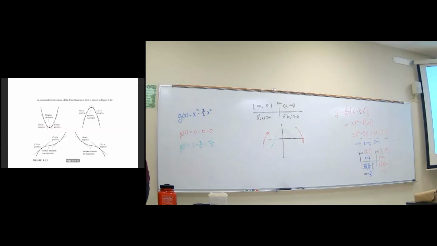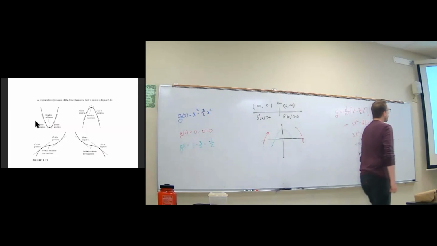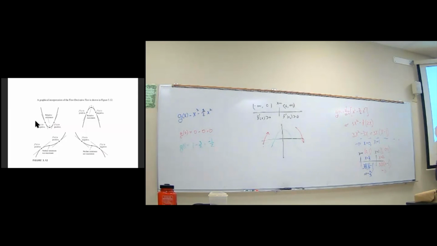Having said that, just a few more examples of what I was just drawing on the board. We go from negative to positive. So our derivative goes from negative to positive. We found we have a critical number at C. We choose a value left of it that's negative. We choose a value right of it that's positive. Our derivative is positive, I should say. Then that critical number must correspond to a relative min.